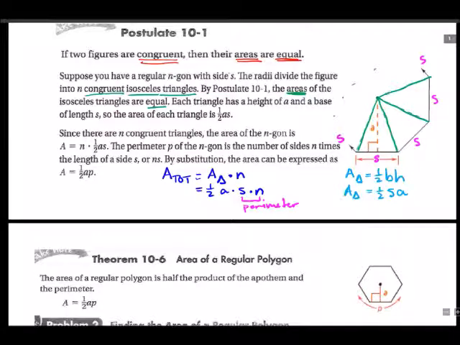So what I'm doing is finding the area of this triangle and the area of the next triangle and the area of the next triangle. That's what N does for us. 1/2 AS is the area of one triangle, and then multiplying that by N just gives us every other triangle. And S times N is the perimeter. Now, why do we care about that? Let's take a look at our next theorem.